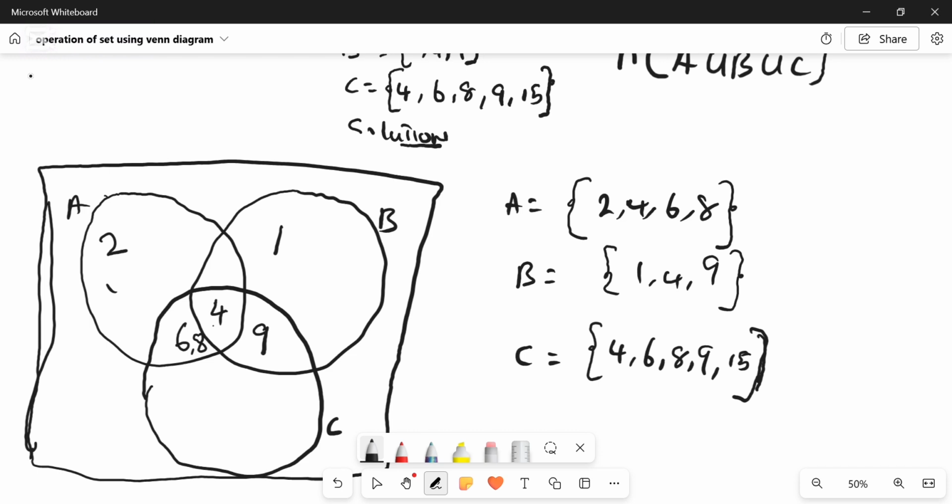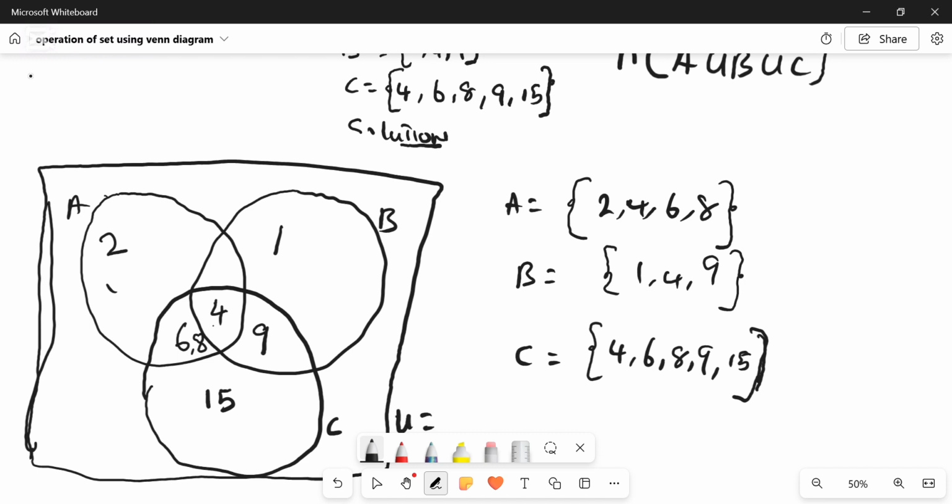Now go back to subset C. We have 4, which is in ABC. We have your 6. You have your 8, which we have discovered there. We have your 9. Also 15. 15 is only in subset C. So this will be 15. If you draw your subsets and you have it this way, congratulations, you have already drawn your Venn diagram. So this is your universal set.